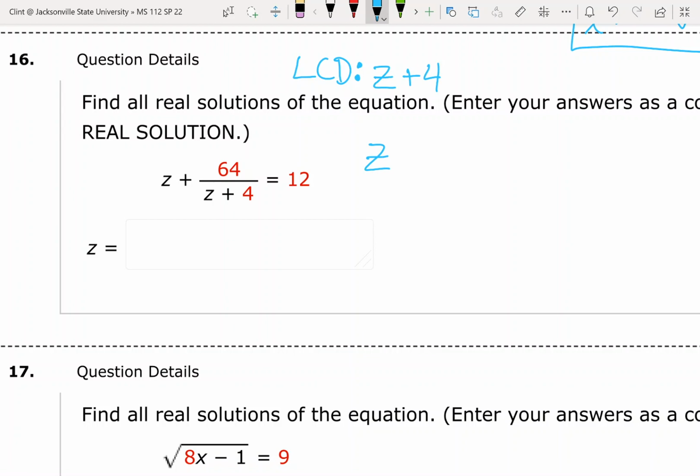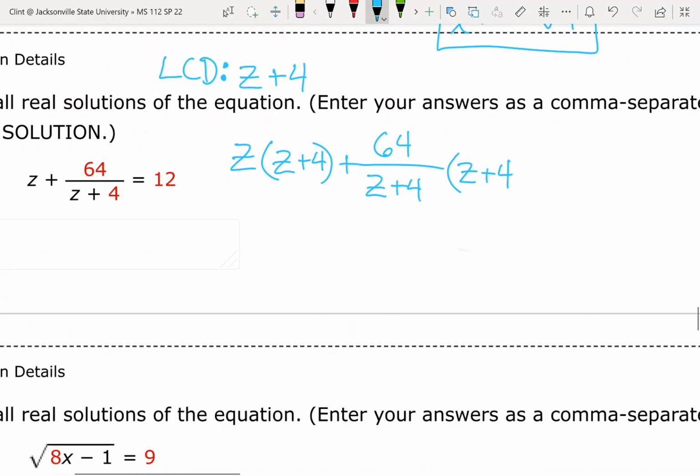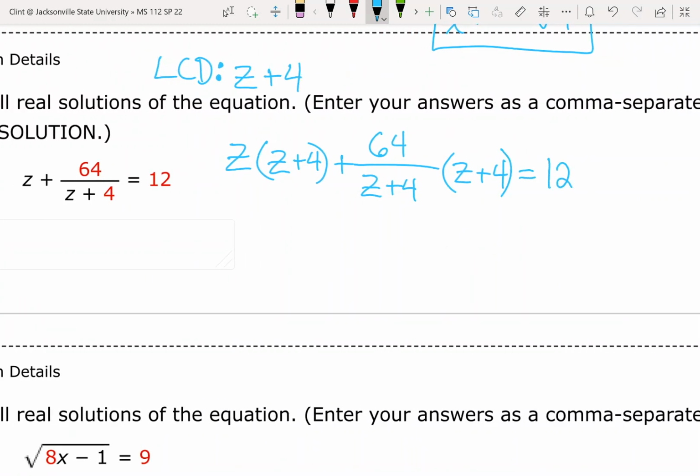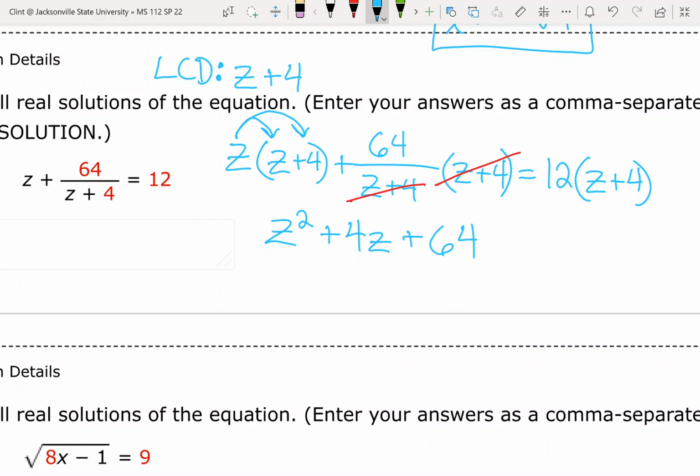So we have z times z plus 4, plus 64 over z plus 4 times z plus 4, and then that'll equal 12 times z plus 4. So then our z plus 4s in the second one cancel out. Let's see what that leaves us with. z times z, z squared. z times 4 is 4z. And then we're just left with plus 64 on that one. On the other side, we get 12z plus 48.